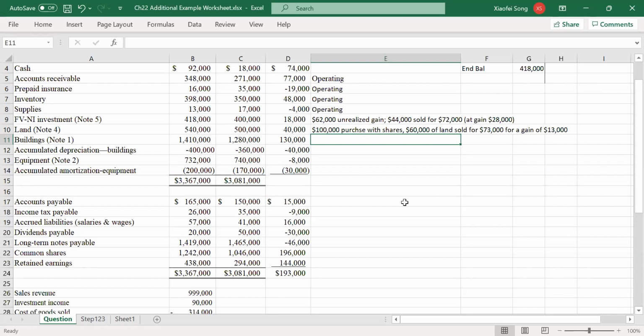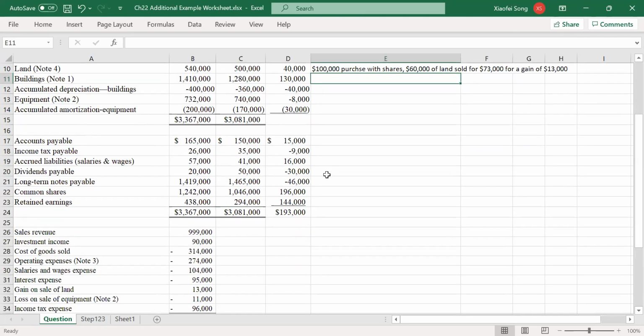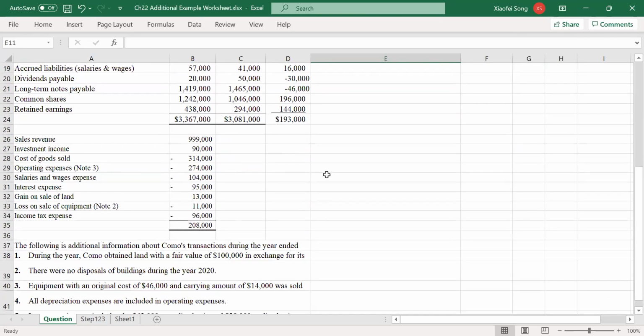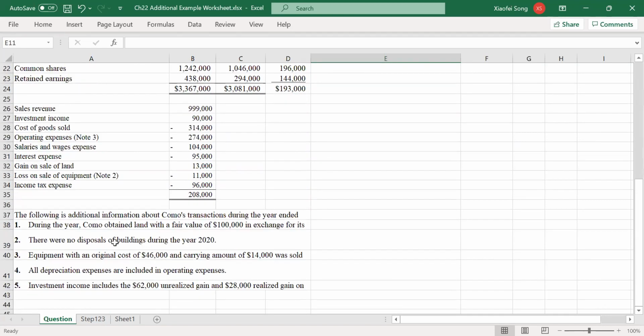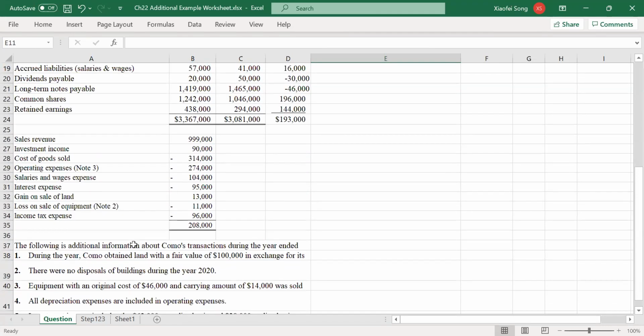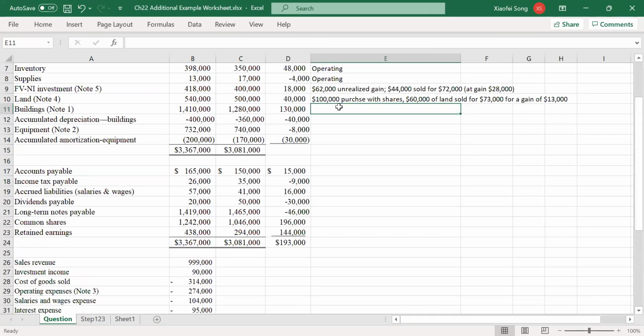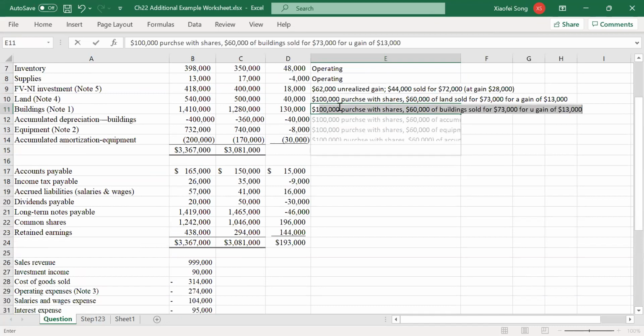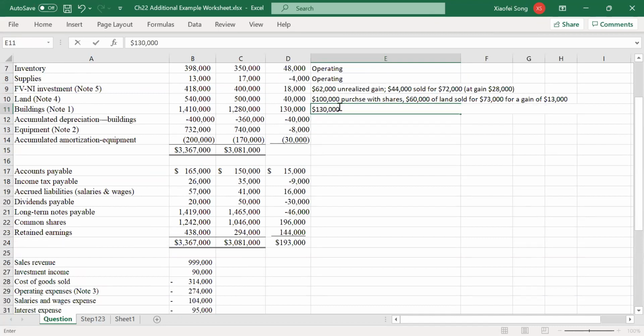Okay. Buildings, there's an increase of 130,000. What happened there? Just note. There was no disposal of buildings during the year. So that means we must have purchased 130,000 for cash. There's no information, it's not cash, right?